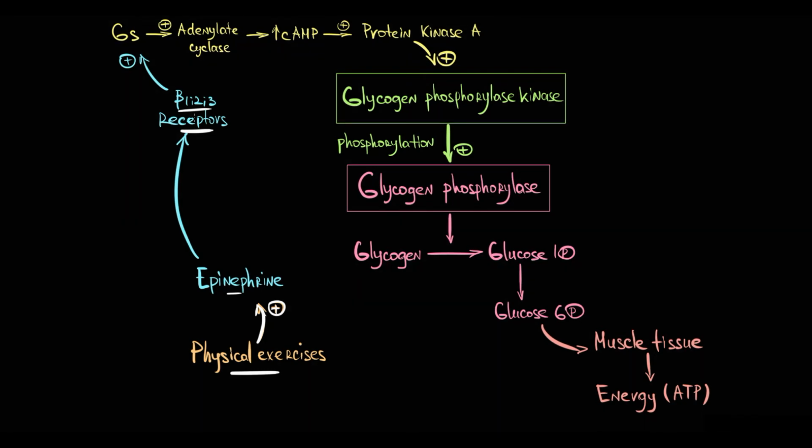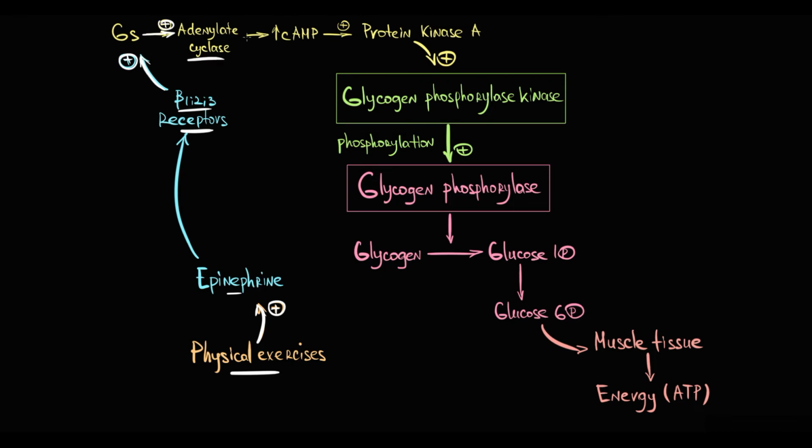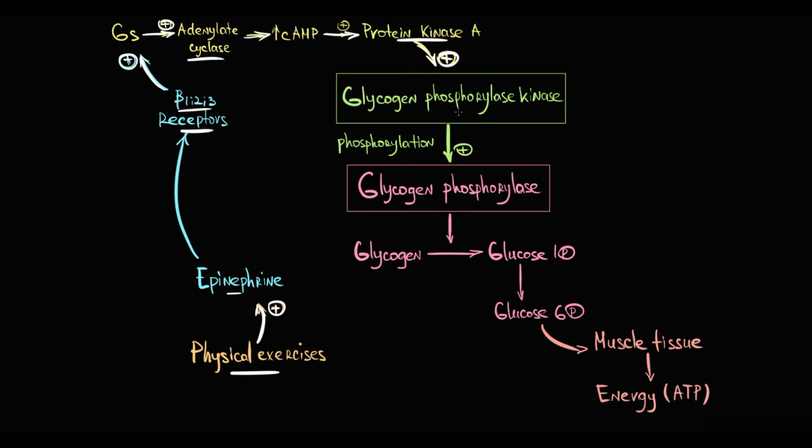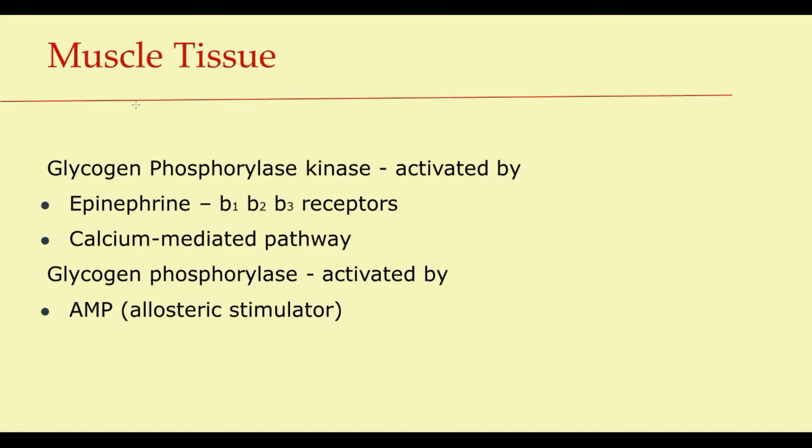Stimulation of beta receptors causes activation of adenylate cyclase that activates protein kinase A. Protein kinase A activates glycogen phosphorylase kinase that phosphorylates and thereby activates glycogen phosphorylase. And glycogen phosphorylase will release glucose 1-phosphate molecules from glycogen. Then glucose 1-phosphate is converted into glucose 6-phosphate, and glucose 6-phosphate molecules will be the fuel for skeletal muscles during intense physical exercises. So basically, from the 3 pathways in the liver tissue, only epinephrine-mediated activation of beta receptors is present in skeletal muscle tissue. But skeletal muscles have an alternative pathway.